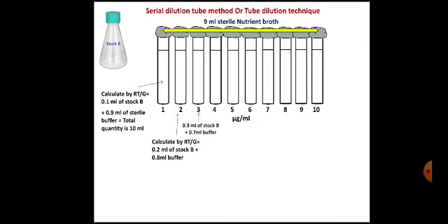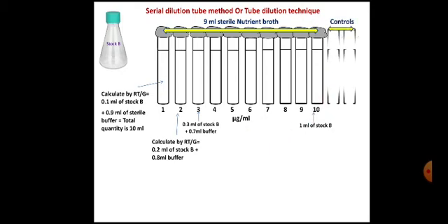Likewise, you can calculate for this 3 micrograms per ml tube, 4, 5, 6, 7, 8, 9 and finally for 10 micrograms per ml it will be 10 into 10 divided by 100 and the answer will be 1 ml. So in this you have to add 1 ml of stock B and no phosphate buffer. This is how you have prepared these dilutions.